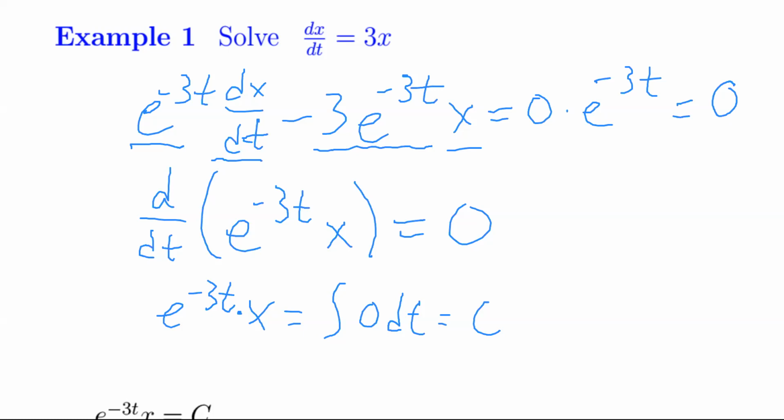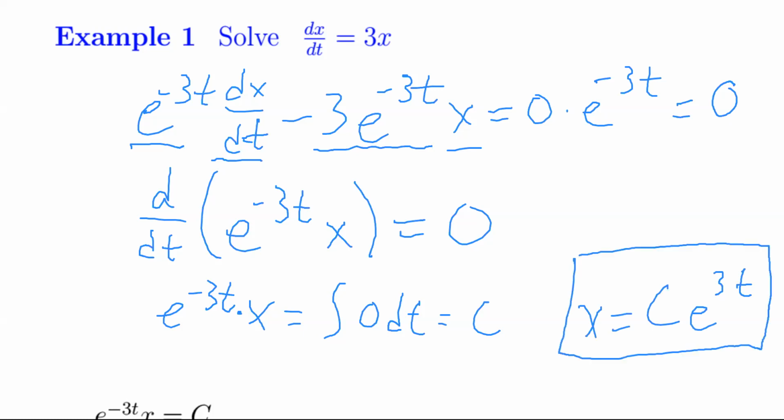So to actually solve for x, we just divide both sides by e to the negative 3t. If we divide by e to the negative 3t, that's the same as multiplying by e to the positive 3t. So x is equal to c e to the 3t. And we are done.